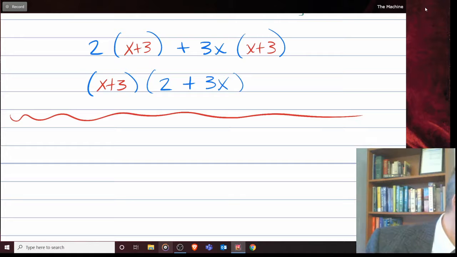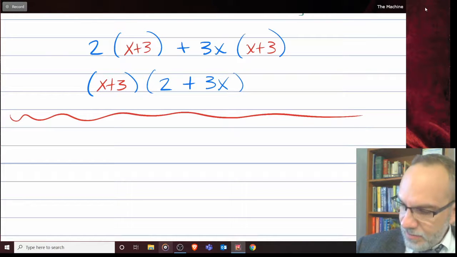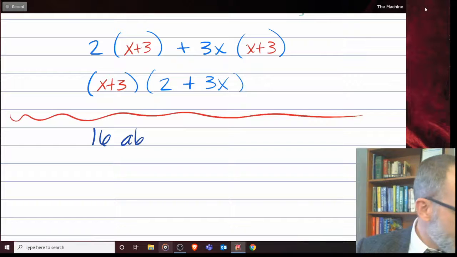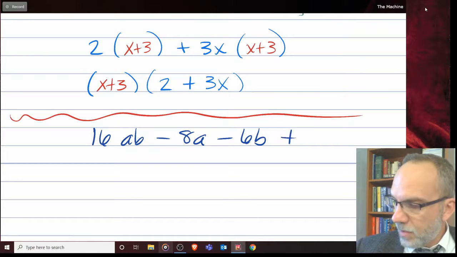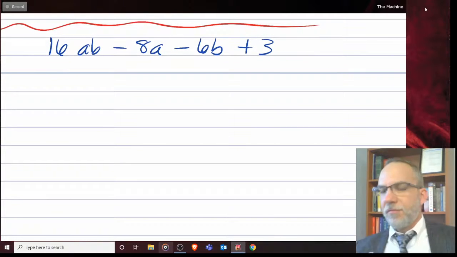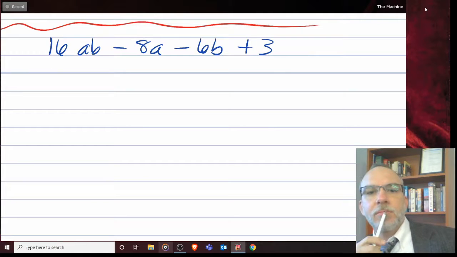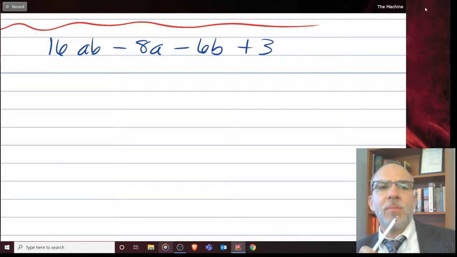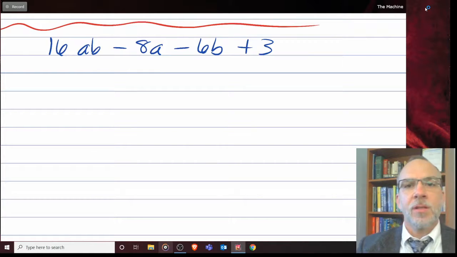Okay, so new idea. Let's do a 4-term one. 16ab minus 8a minus 6b plus 3. Okay, 4 terms now. Do I have a common factor? No, there's not a single number that multiplies into 16, 8, 6, and 3. Well, 1 does, but 1 doesn't do anything for you.